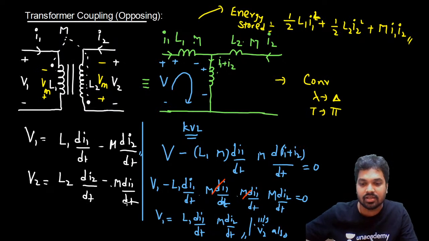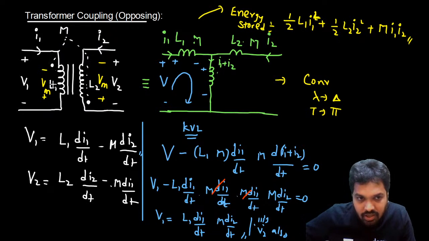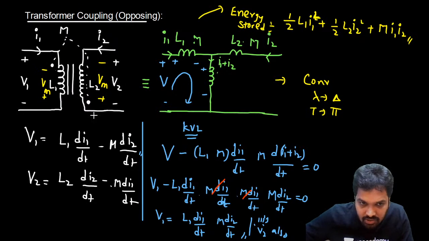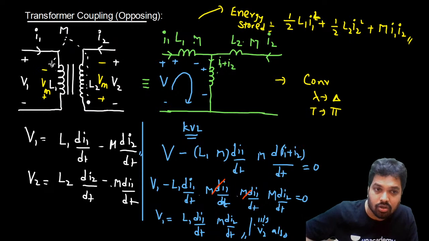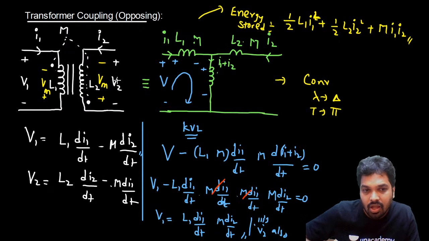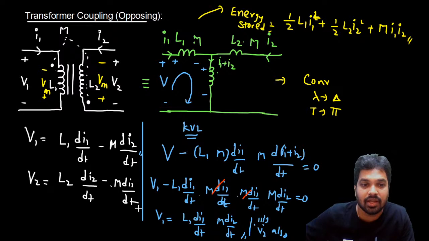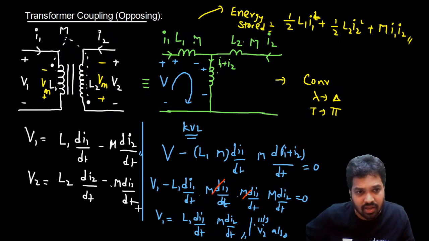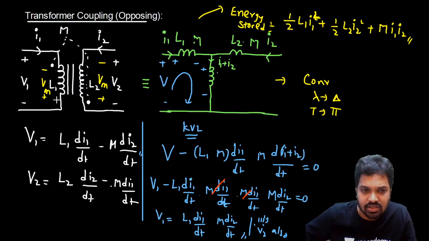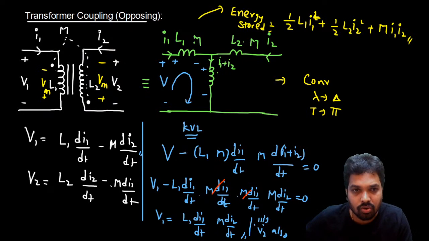Is this rule clear? I had given it in the starting. What is that? If current is entering through the dot in one coil, at the other dot you should get positive for the mutual. If current is leaving through the dot in one coil, at the other dot you should get negative for the mutual. Now you observe V1 minus M and V2 minus M. Is it clear? We took minus. The mutual will be opposing here. This is one way. Otherwise, the simple thing is current is entering through the dot and leaving through the dot. In that case also you can say it is opposing only.